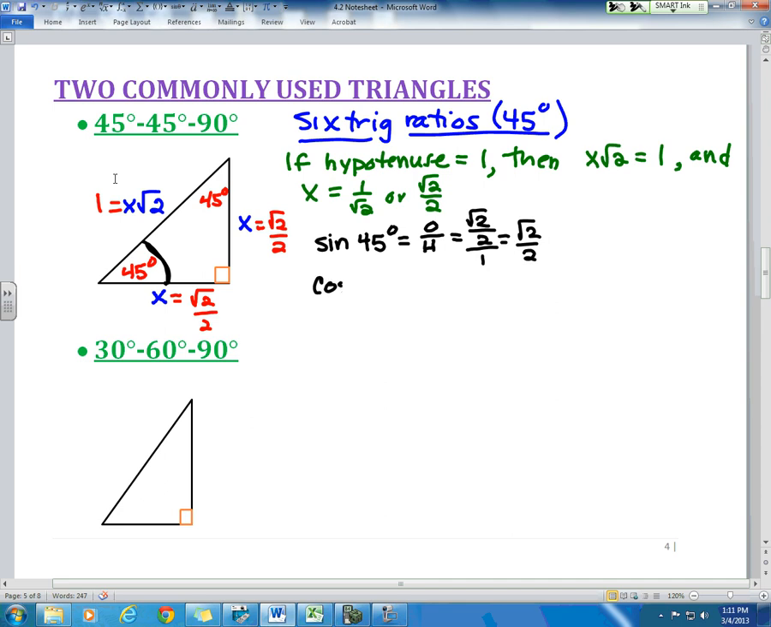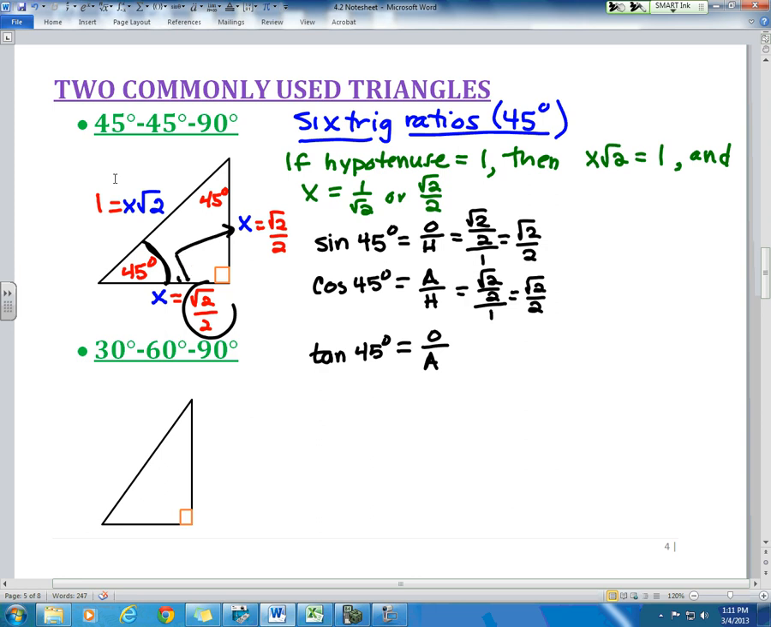The cosine of 45 degrees is adjacent over hypotenuse. Now the adjacent side is this side right here for that angle. So radical 2 over 2 over 1 again, which leaves us with radical 2 over 2. And then the tangent of 45 degrees, which is opposite over adjacent. So opposite over adjacent is radical 2 over 2 over radical 2 over 2, which is just 1.